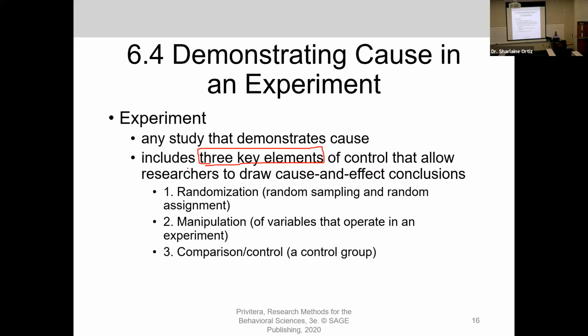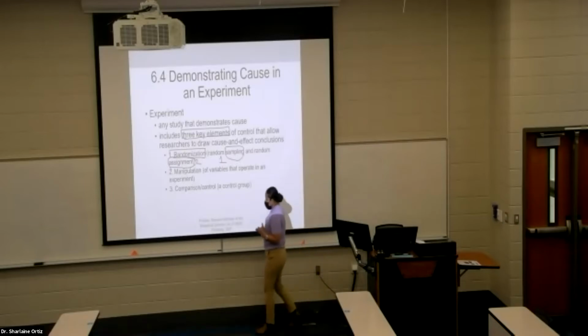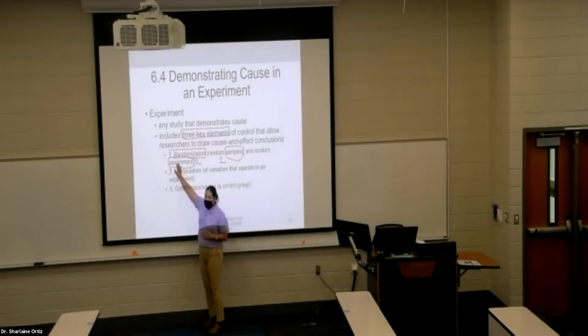let's talk first about randomization. Randomization refers both to, number one, how I randomly sample, and number two, how I randomly assign these participants. So what does that mean? For an experiment to be able to demonstrate that cause and effect, I need to control for these three factors. First, randomization.